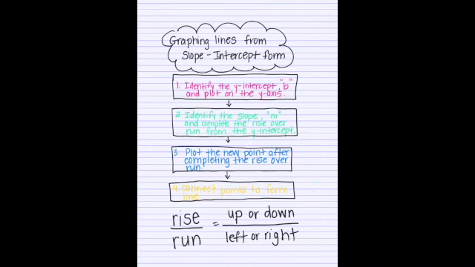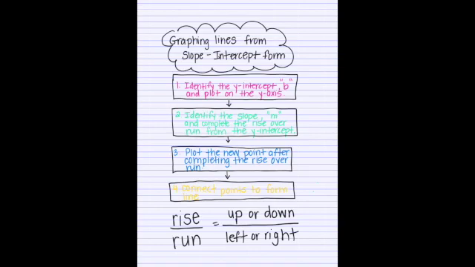So to graph a line, the first thing you're going to do is identify the y-intercept. Now remember that y-intercept is the b value, and you're going to plot that y-intercept on the y-axis. Once you've plotted the y-intercept on the y-axis, you should have a single point. You're going to identify the slope, that's the m, and you're going to complete rise over run from that y-intercept.